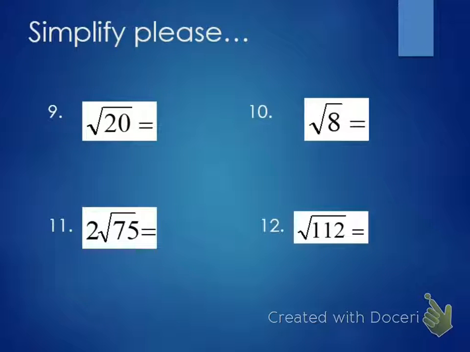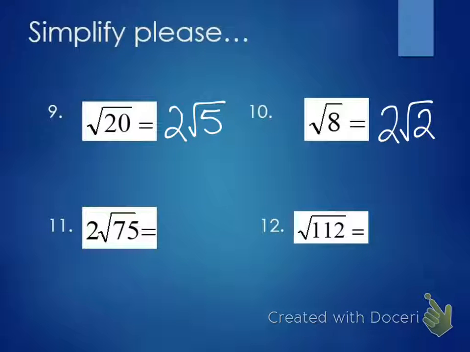Does anyone have the answer for number 9? Ken. Radical 5. What is it? 2 radical 5. Are we all okay with 2 radical 5? Okay. Any volunteers for number 10? Keon? 2 radical 2. Very good. Are we all okay with that? All right. Keon? 10 radical 3. On number 11, are we all okay with 10 radical 3?